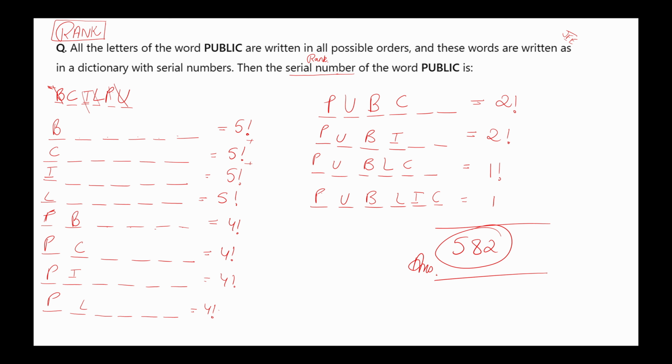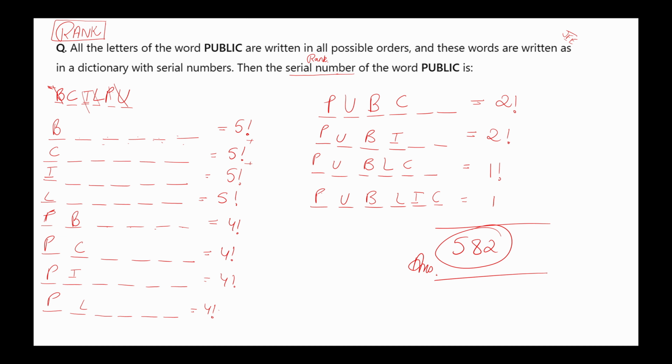Now start analyzing from the first letter. First I put B. Is my B correct? No. So for the number of spaces left, I have to add a 5 factorial to my number of ways. Then I check for the other one, C. Again it is not correct, so I again added 5 factorial. Similarly I did for I, L till I reached P. Once I reach P, I do not have to do anything now.